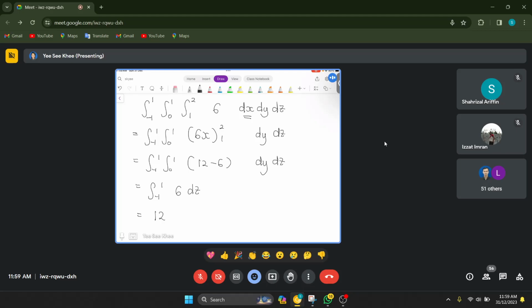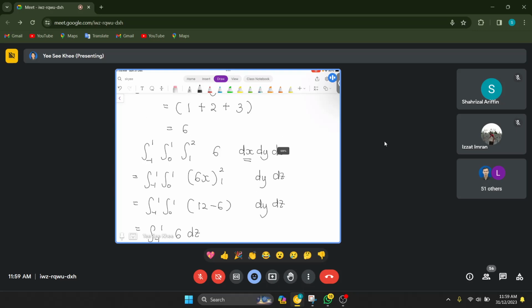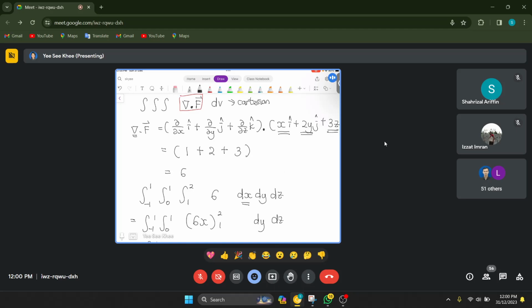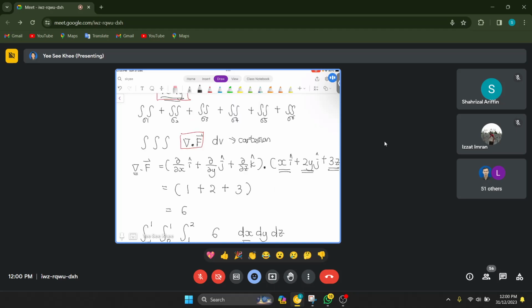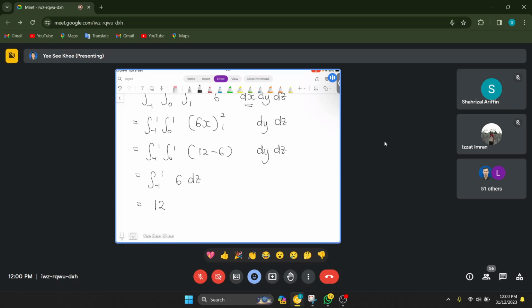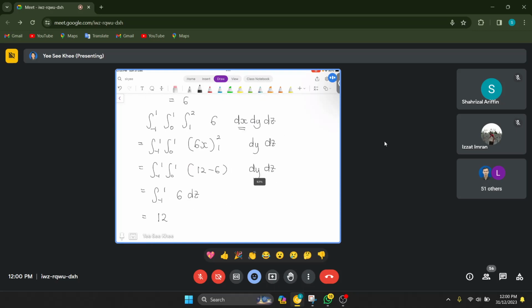I didn't do the left hand side, but you can refer to the answer in your module. The left hand side also gives you the answer 12. This one also 12. But which one is simpler? Of course, the steps using the divergence theorem are simpler, because there are too many surfaces for this cube, so too many steps. If you use the divergence theorem, it can simplify your calculations.